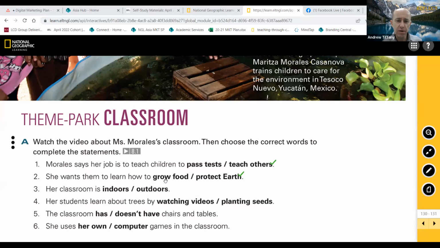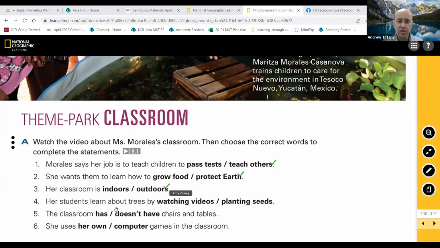So if we look at this one, yeah. So up here in the caption, it said to care for the environment, right? So yeah, that's protecting the earth. That's not so much growing food, right? It's more closely tied to protecting the earth. Exactly. So this is, again, like use your evidence to support your opinions or your answers, right? Yeah. Okay, number 3, her classroom is outdoors, exactly. Good job. Nice.